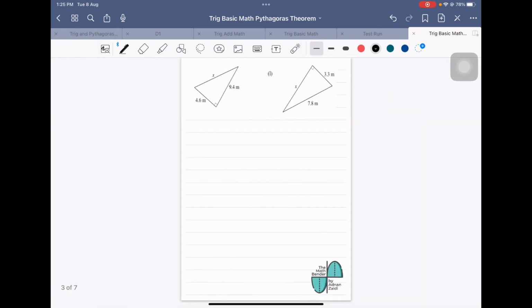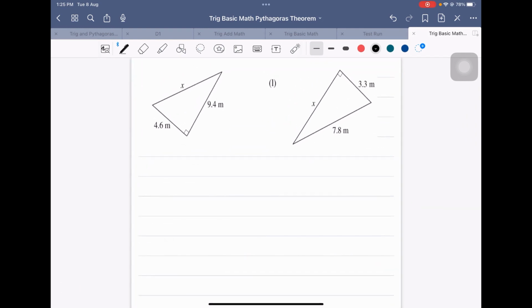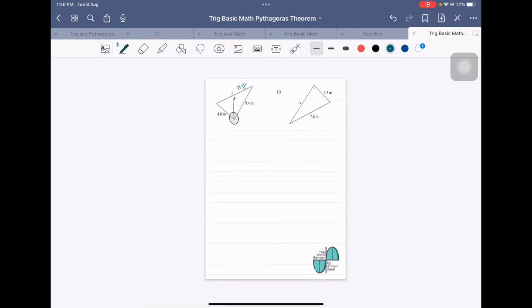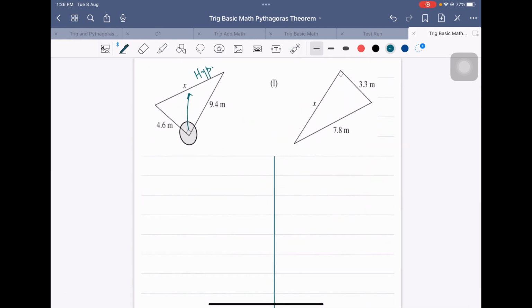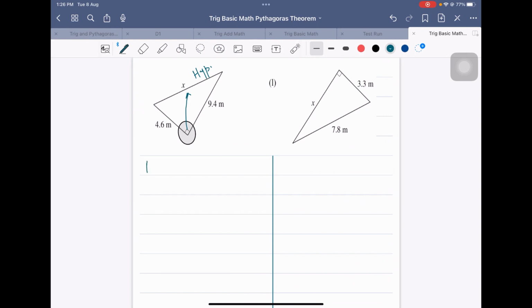So let's see some of the questions here and we'll try to figure them out. The first step in attempting these types of questions, where you see a right angle symbol like this, is to identify the longest side. So this is the hypotenuse here, which is x. The other two sides, you can just write down as they are. That doesn't matter. So now for the first one, I apply Pythagoras theorem.